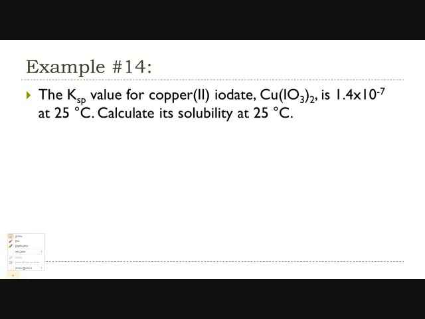So this time, we know that the KSP value for copper(II) iodate is 1.4 times 10 to the negative 7 at 25 degrees Celsius. So we want to calculate its solubility at 25 degrees Celsius. Now, iodate is a polyatomic ion that we did not have to memorize in Chem 1, so we just took it off the list for you. But this is just an example of what you might see in a problem for the AP exam. So, copper(II) iodate, let's look at its equation.